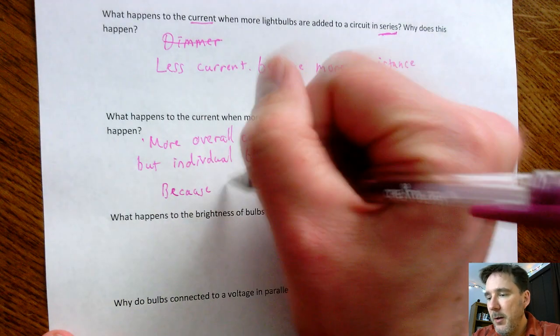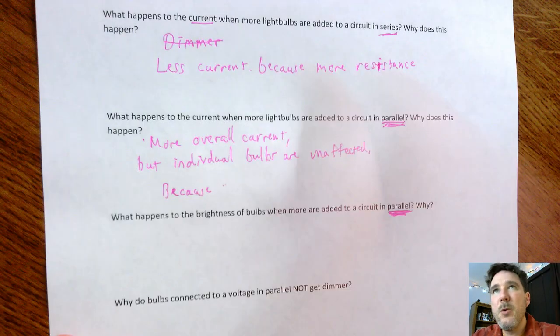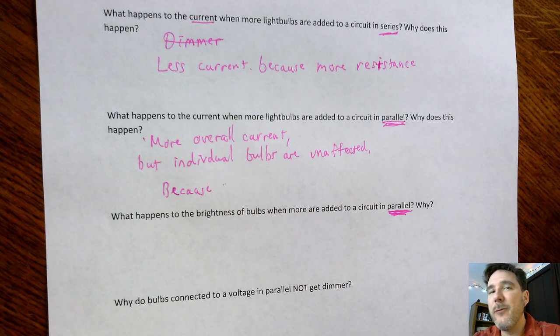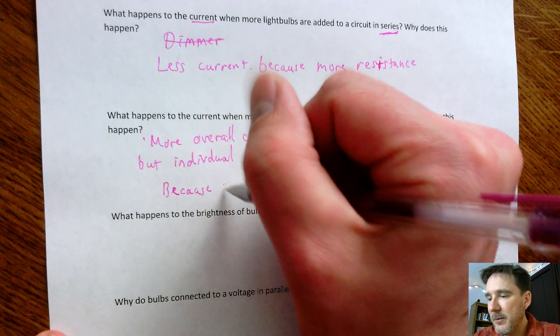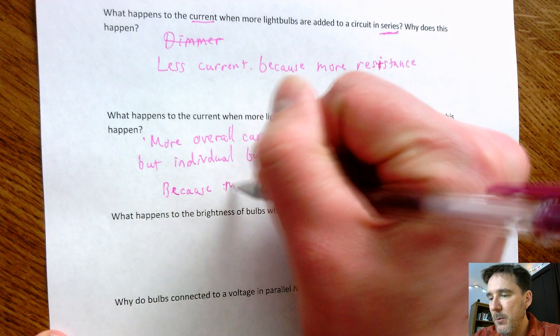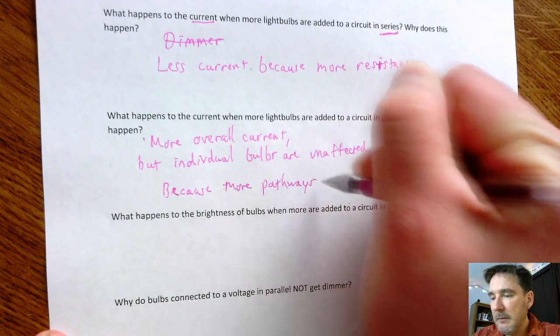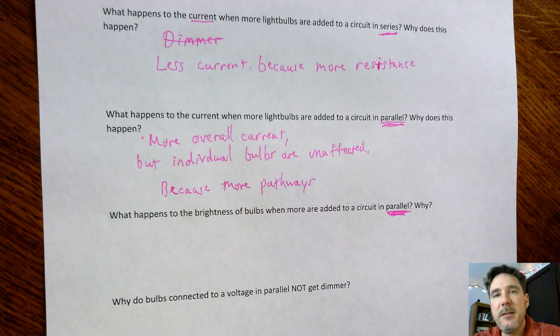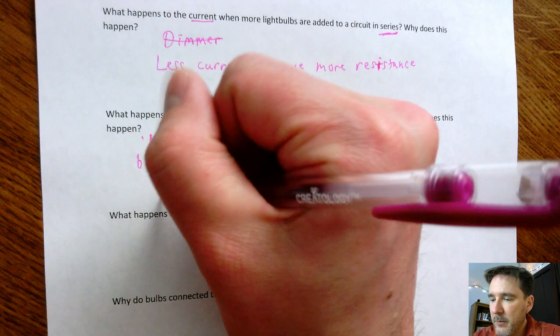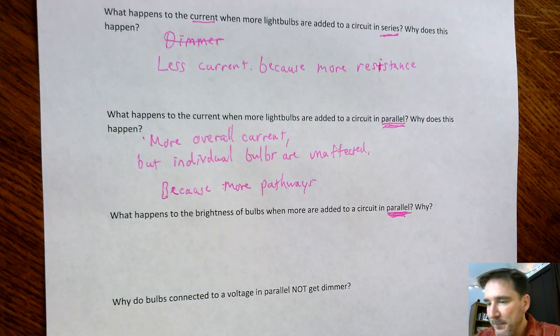Because there's more pathways for the electrons to take. I'll just summarize it that way. I'm trying to summarize it in as few words as possible for you to get the big idea: there's more pathways, there's more choices. Like I said, if a few people needed to go from my room to the cafeteria, that's fine.